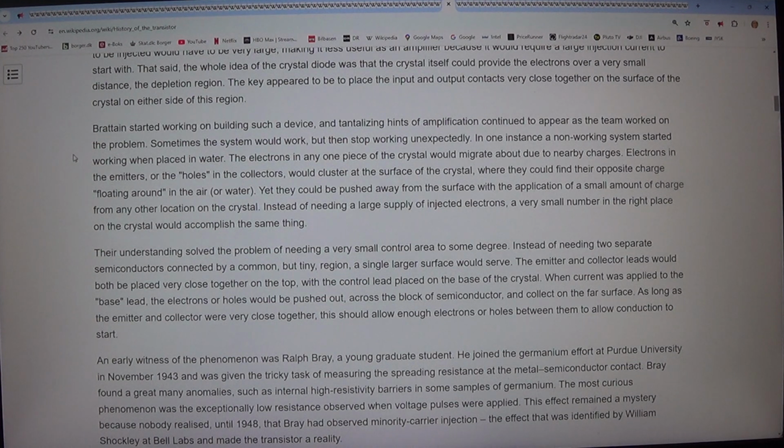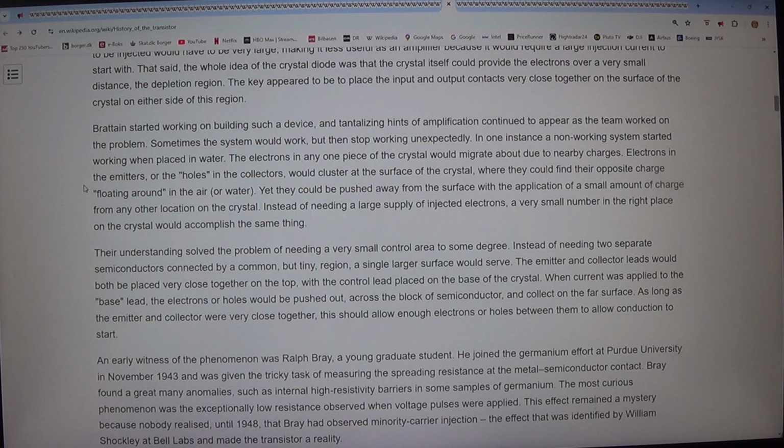The electrons in any one piece of the crystal would migrate about due to nearby charges. Electrons in the emitters, or the holes in the collectors, would cluster at the surface of the crystal, where they could find their opposite charge floating around in the air, or water. Yet they could be pushed away from the surface with the application of a small amount of charge from any other location on the crystal. Instead of needing a large supply of injected electrons, a very small number in the right place on the crystal would accomplish the same thing.